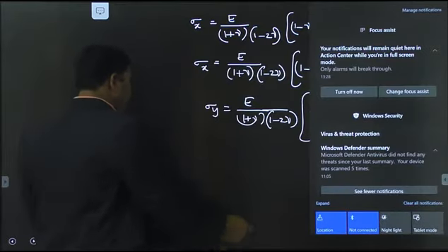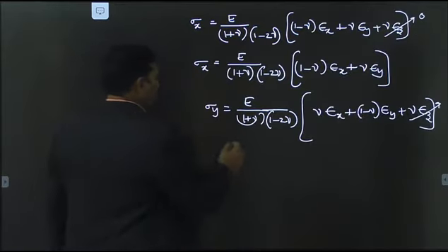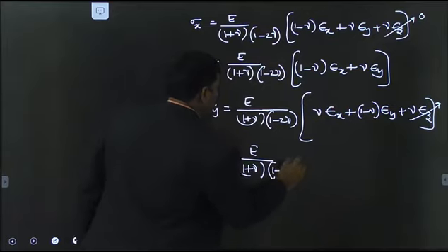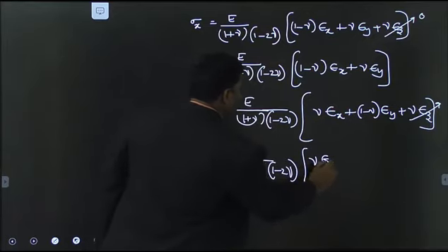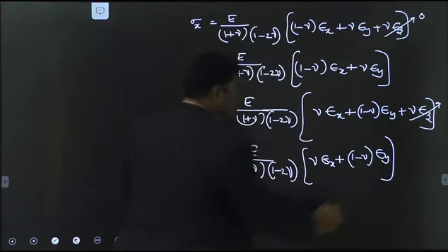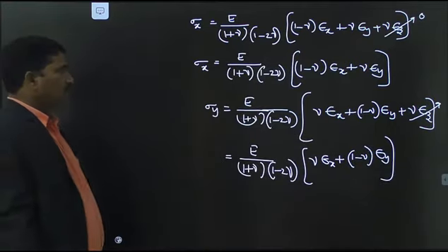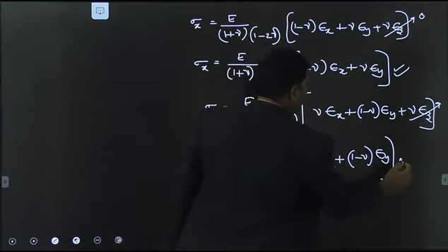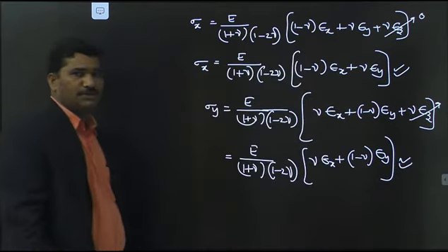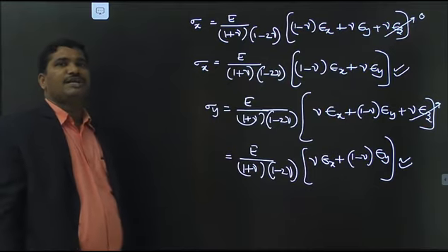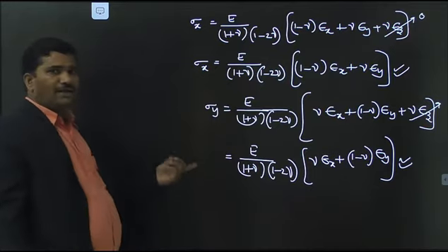Therefore, what do you get here? You get sigma y equals E by 1 plus nu into 1 minus 2 nu, into epsilon x plus 1 minus nu into epsilon y. This is how you get it. This is the expression for sigma x and this is the expression for sigma y, for plane state of strain or plane strain case. Right? And what is the third one?